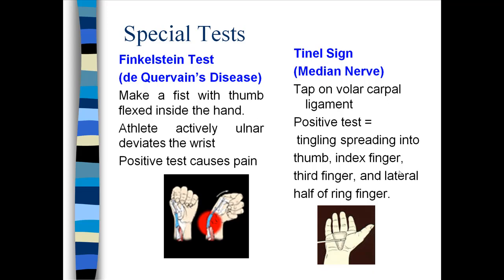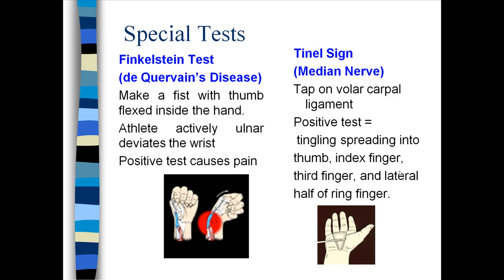When we move on to special tests, there aren't many to consider at the wrist and hand. The most notable one is Finkelstein test, which is for de Quervain's disease. In this situation, the subject grasps their own thumb and they actively ulnar deviate. We're looking for pain here, and this tests for irritation or tenosynovitis of the abductor pollicis longus and extensor pollicis brevis tendons.